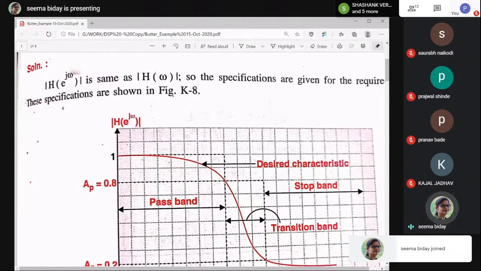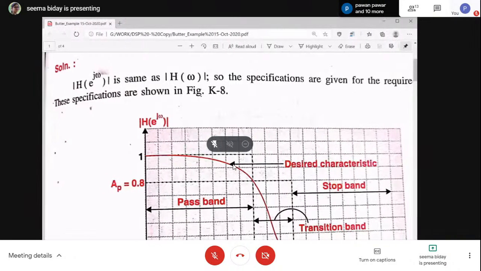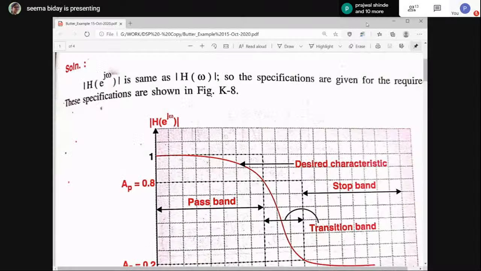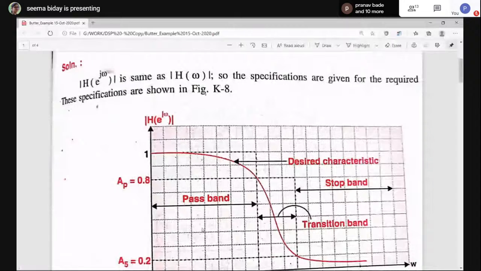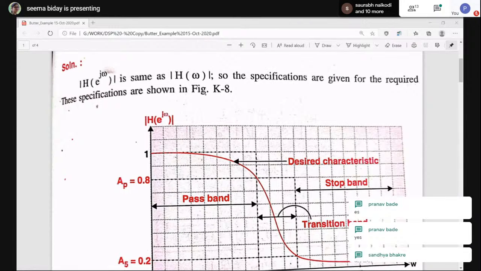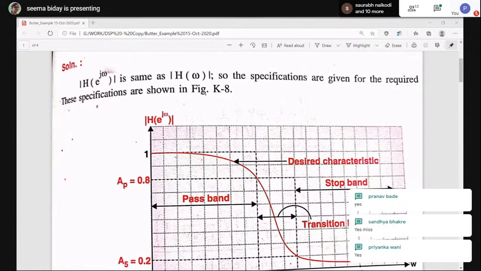Is the screen visible? Yes. Is the screen visible? Okay.